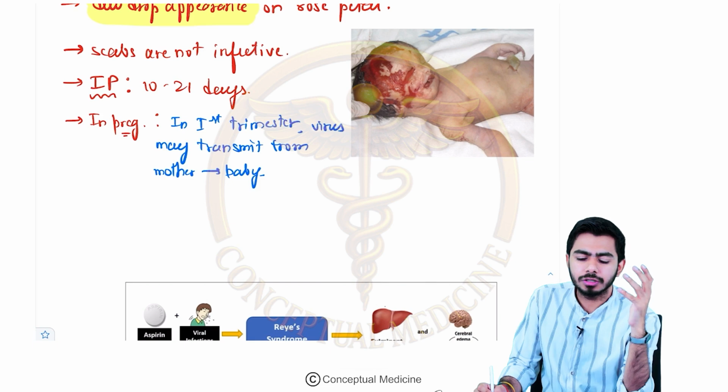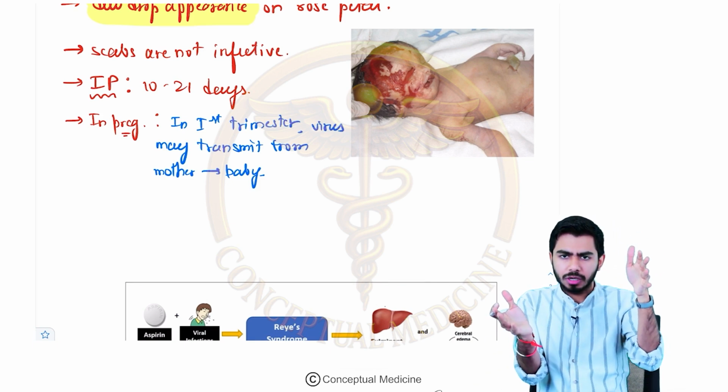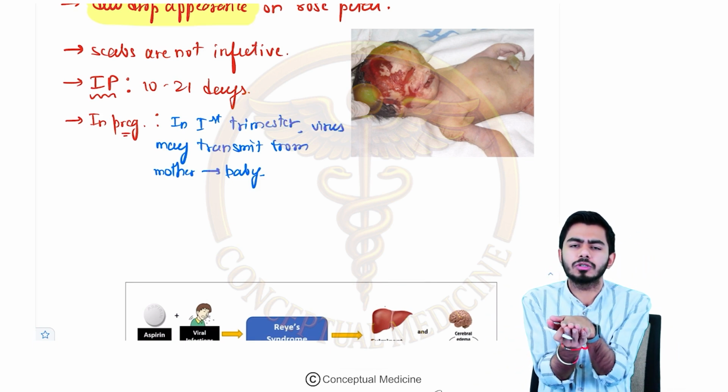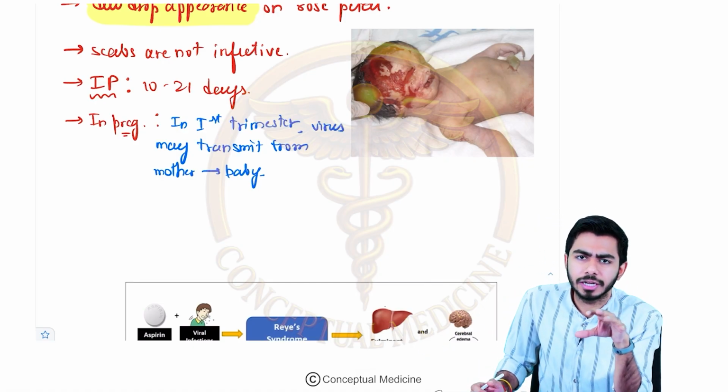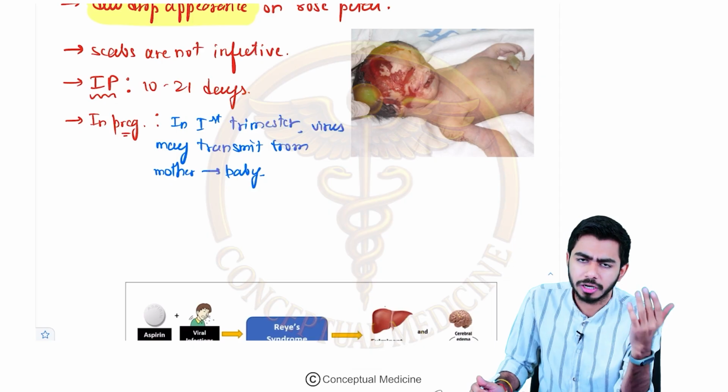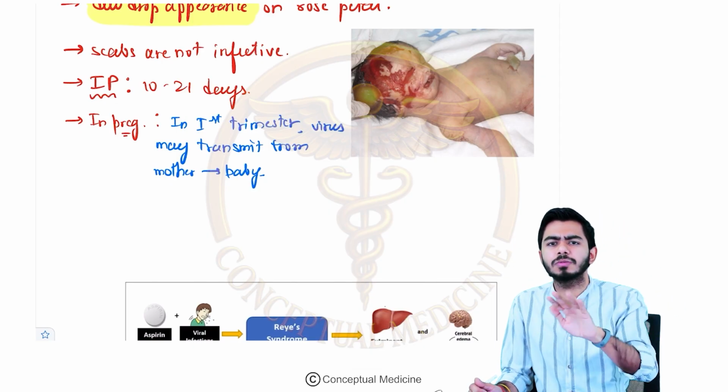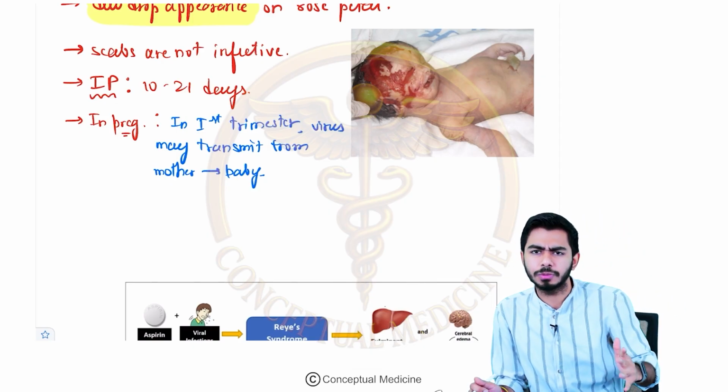Next point over here is, this kind of route which I am talking about is called the transplacental route. In the mode of transmission, we are saying that it is the direct mode of transmission, or to be very specific, we can say this is the transplacental mode of transmission.